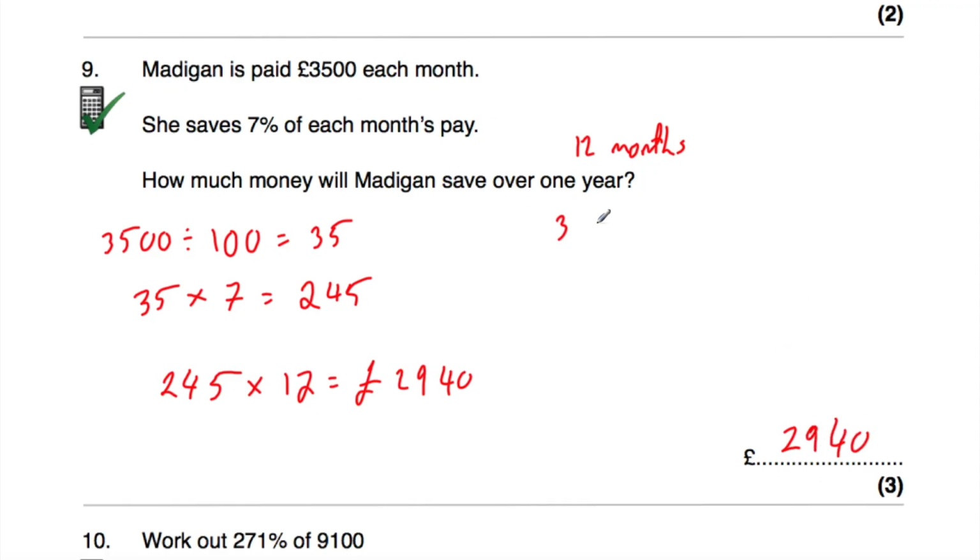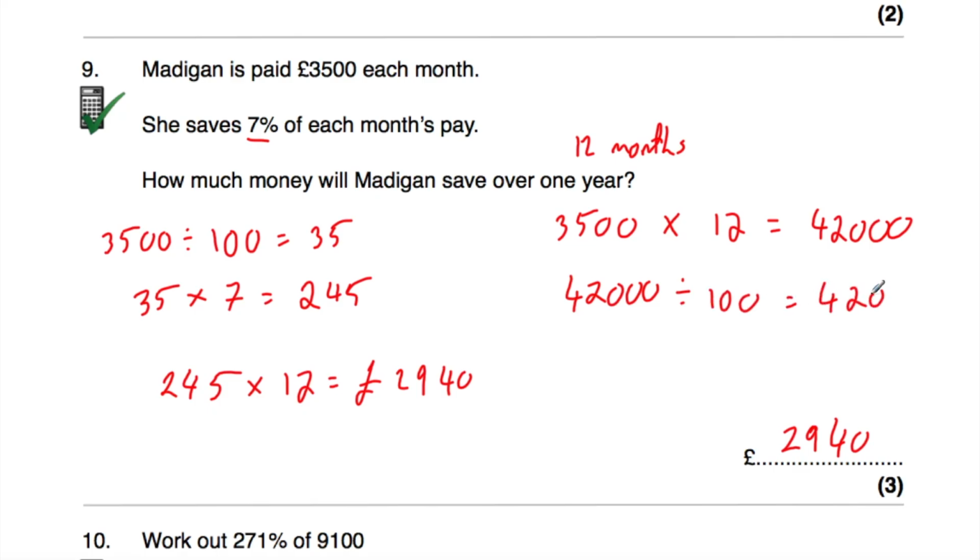Or the other approach is to take how much money Madigan's paid in 1 month, which is £3,500, and times that by 12 to see how much money she's paid in an entire year, which is equal to £42,000. And then we could find 7% of that. So we could take the £42,000, divide that by 100 to find 1%, which is 420, and then times it by 7. So 420 times 7 is equal to, again, £2,940, and that's it. So either one of those two approaches would work.